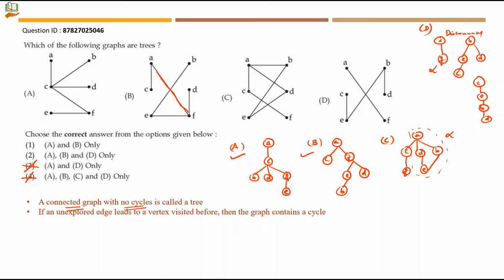Options A and B are alone trees. So option number 1 will be the right answer. We will rule out even 2. I hope you understood how we excluded C and D. Just see the second point. If an unexplored edge leads to a vertex visited before. So when I get into D and E, the next edge is getting back to B again, which is already a visited vertex as per this context. So it makes a cycle here and that's why we are excluding C.